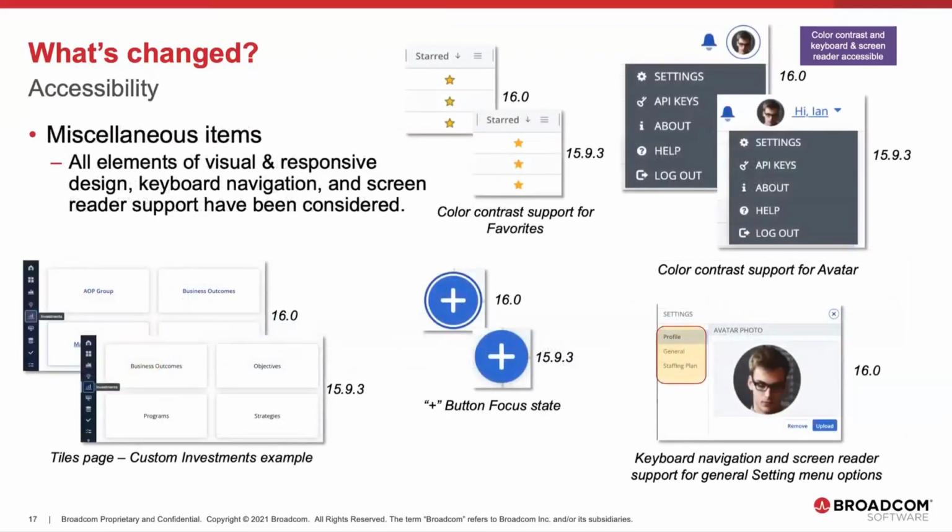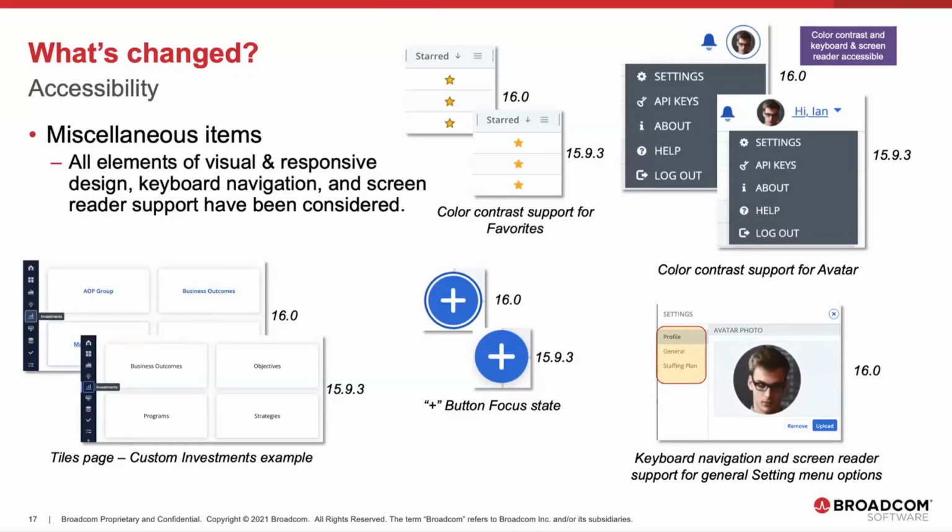A few other miscellaneous items were delivered in this release. The avatar is now color contrast compliant and has the needed support for navigating to settings, about, and log out, for example. The keyboard navigation and visible focus improvements were put in place for the plus button. In the last release, 15.9.3, when you landed on that plus button, there was really no way to tell that it was your focus point, but it's very clear now in this release.